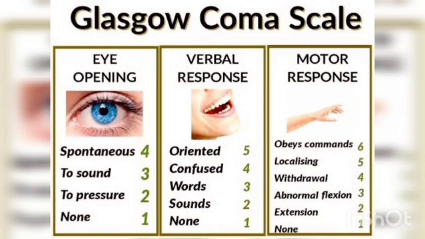Once you finish all the 3, just add them. For example, eyes open to speech, so that is score 3. If the patient is in confused speech, that is 4. Obeys commands in motor response, that is 6. So total becomes 13. Now how do we understand the total?